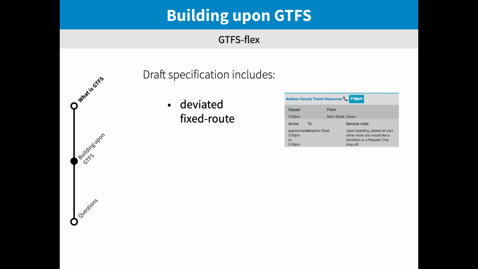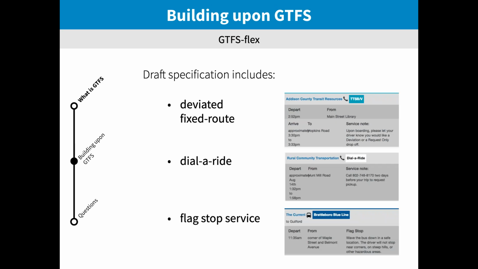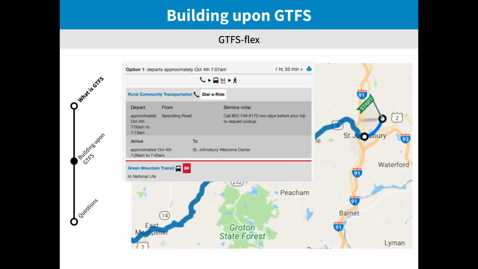This is a draft specification that describes deviated fixed route services, Dial-A-Ride services, and flag stop, that is hail and ride, services that previously couldn't be described in GTFS and weren't in trip planners. And so if you have those sorts of services and want a trip planner or other application that includes them, get in touch and we can talk more about software that's being built around GTFS Flex.